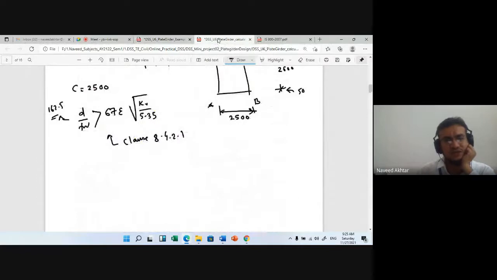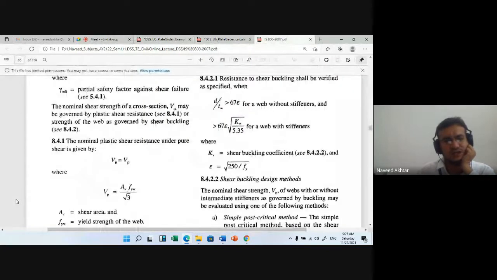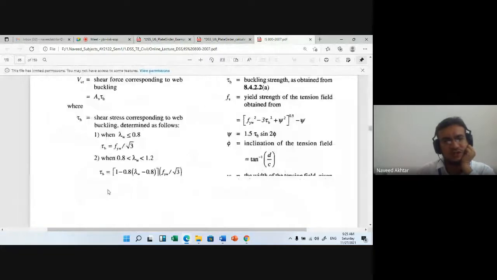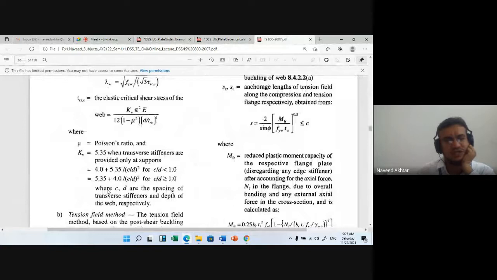On page number 60, you find out the kV. kV is equal to 5.35 when the transverse stiffeners are provided only at support. But here we are providing them in the middle also.